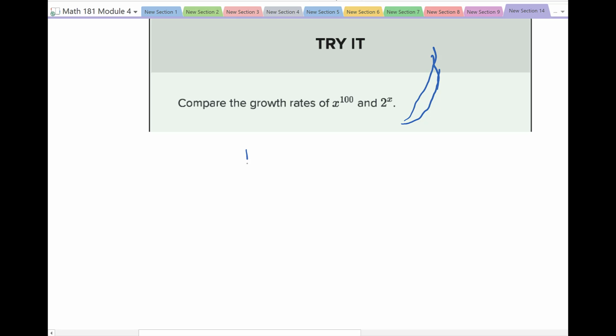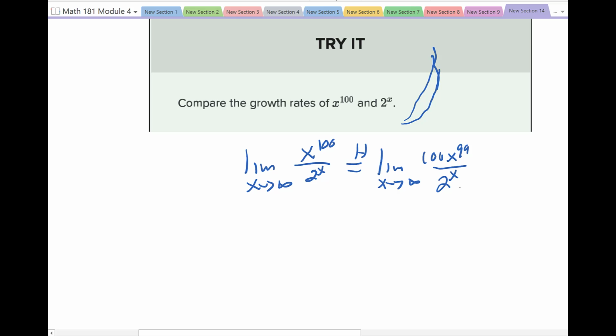So let's do the limit as x goes to infinity of x to the 100 over 2 to the x. Now, applying L'Hopital's rule here, I think you might already see that 100 is going to be a long process. So this is going to be a really long video of us doing each one of these. We'd have the limit as x goes to infinity of 100 x to the 99 over 2 to the x times natural log of 2. Remember, that's how the derivative of an exponential works.